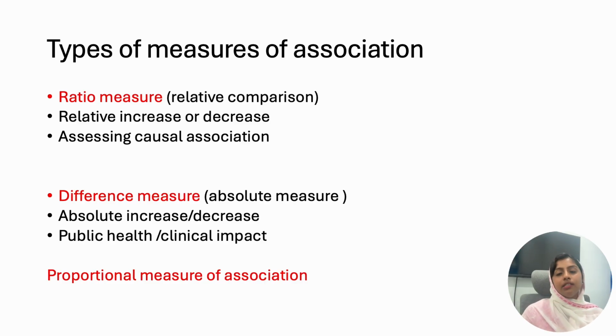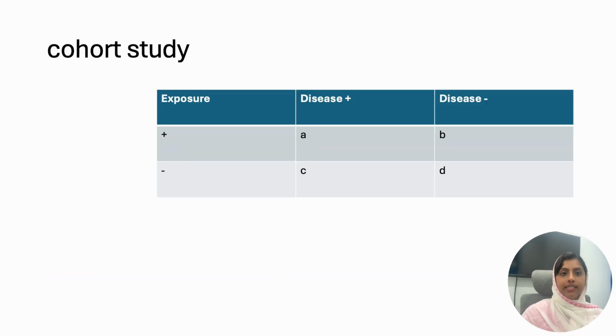That's generally done for public health or clinical impact, where you're trying to see, for example, the absolute difference of a vaccination protocol that you have implemented. That's basically used in public health to assess how much clinical impact it has on a population level. And then we have the proportional measure of association, which I will deal with in detail later. So I'm just giving you an example here.